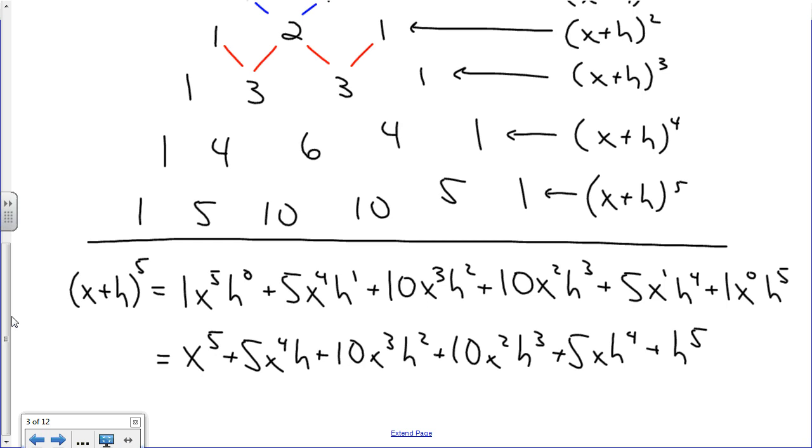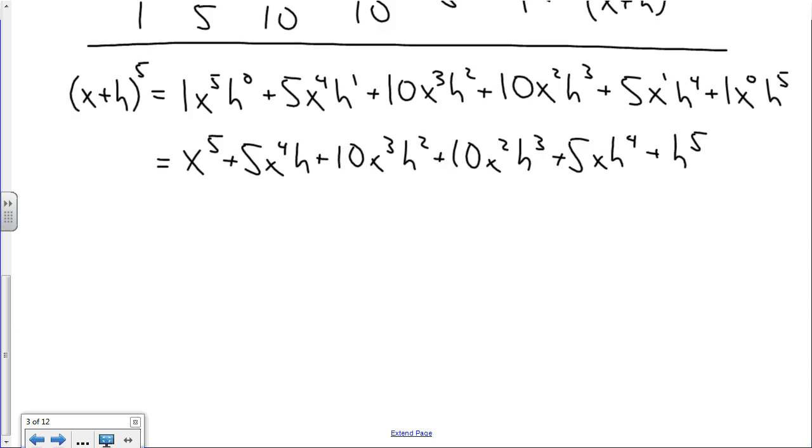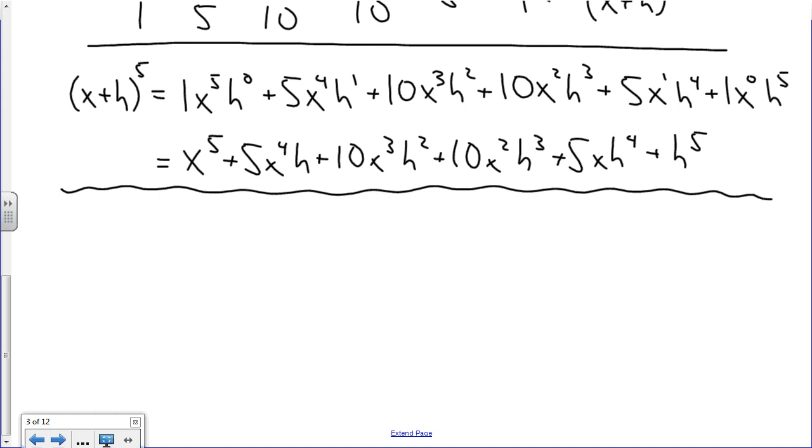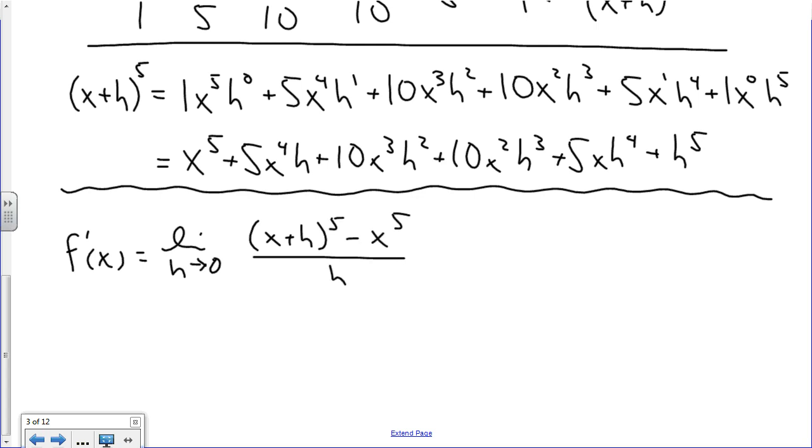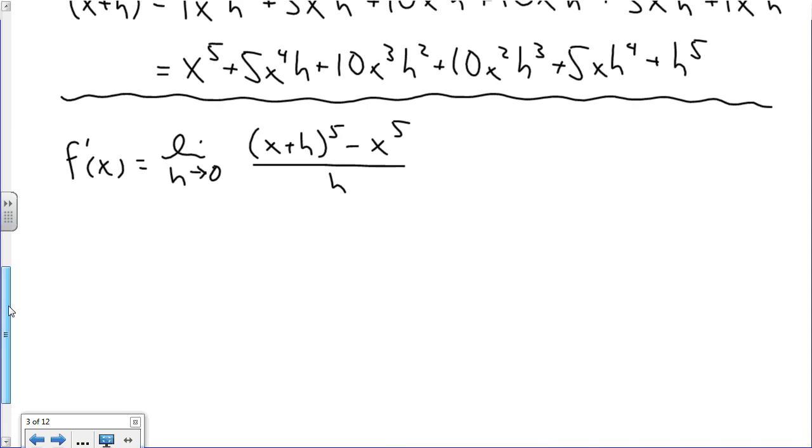So let's go back to our problem here and continue on with this. This was kind of just a side note here of how we're going to do that expansion. And so we had f prime of x was equal to the limit as h goes to 0 of x plus h to the 5th minus x to the 5th all over h. And that's what we started out with here. And now let's substitute in. I know the x plus h to the 5th, we've just written that out actually.